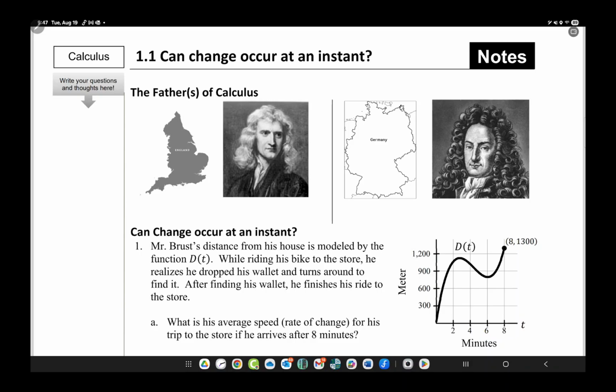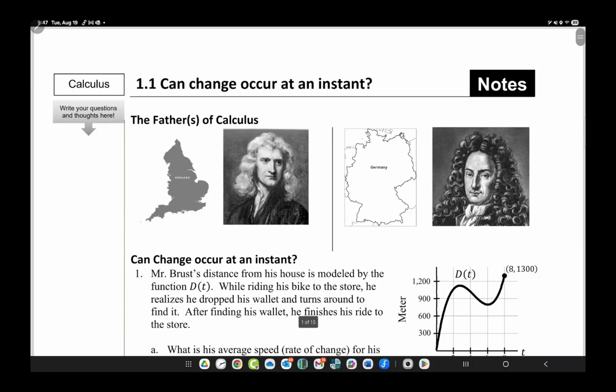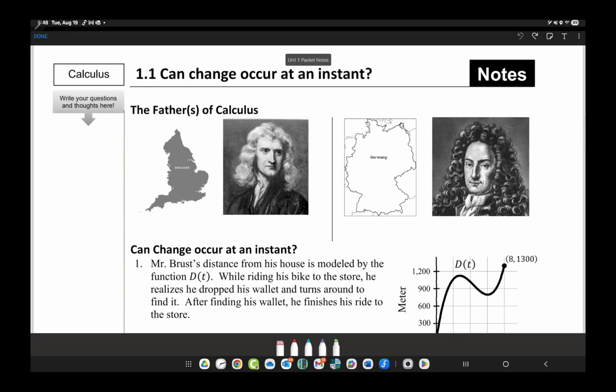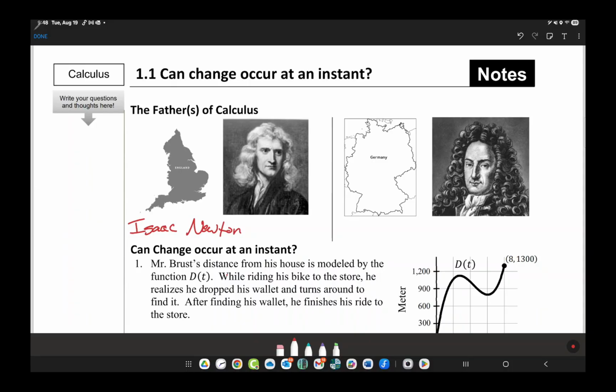So, the calculus, most of step two, Isaac Newton's. All right. So here we have Isaac Newton. He was born in England in 1643. And he is often credited as the absolute father. The only issue is at the same time, we have this guy over here in Germany named Gottfried Leibniz.